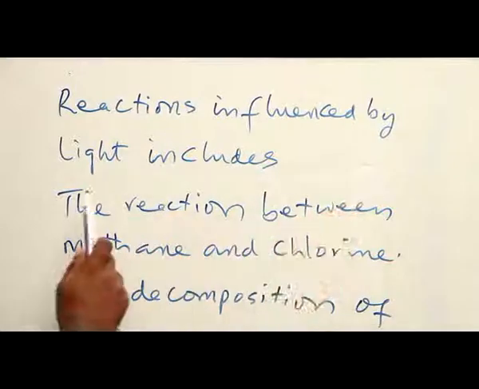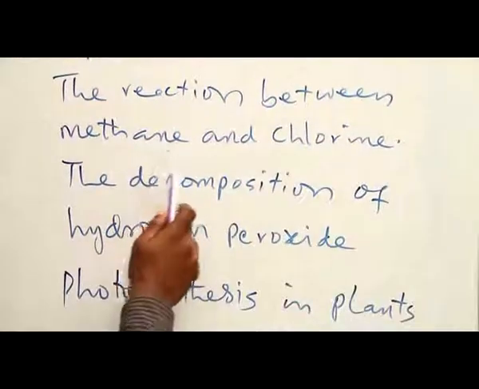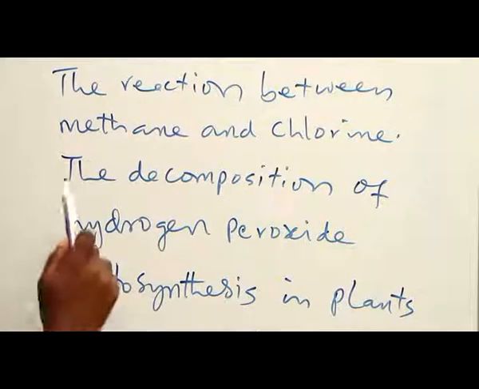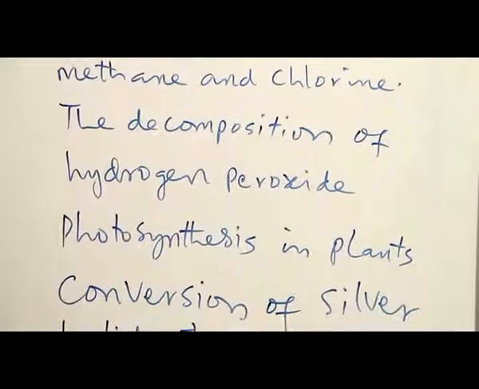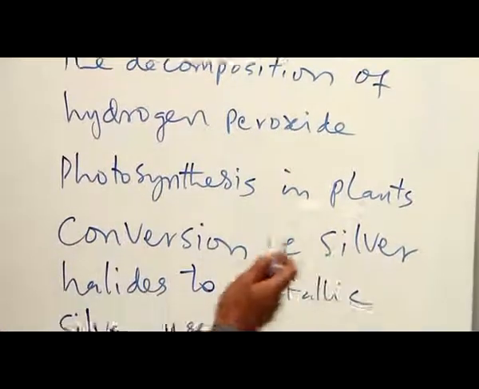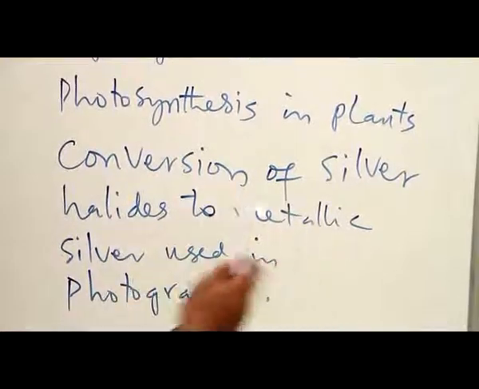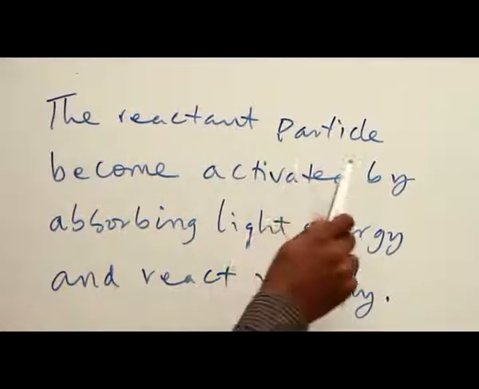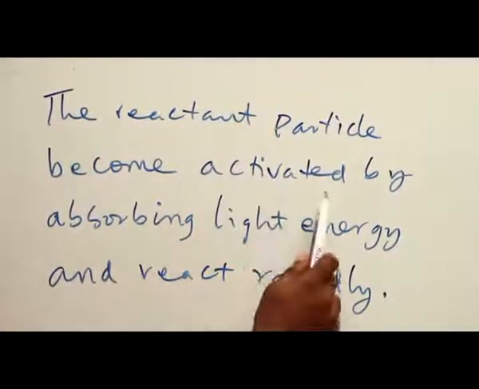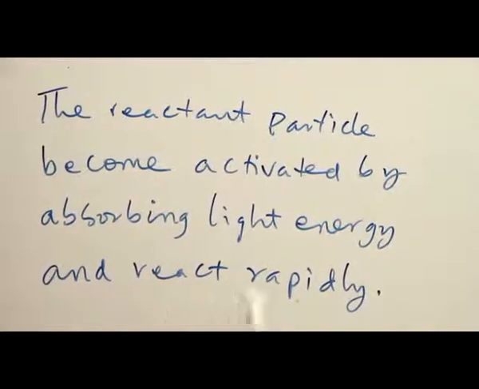Reactions influenced by light include the reaction between methane and chlorine, the decomposition of hydrogen peroxide, photosynthesis in plants, and conversion of silver halides to metallic silver used in photography. The reactant particles become activated by absorbing light energy and react rapidly.